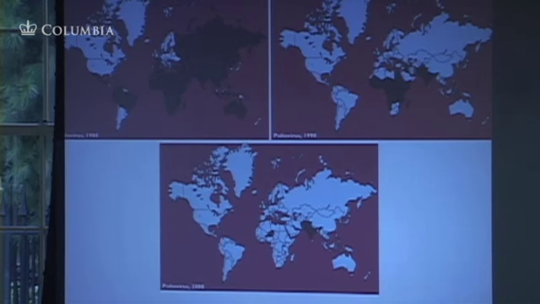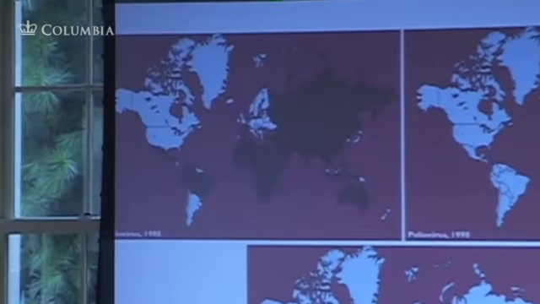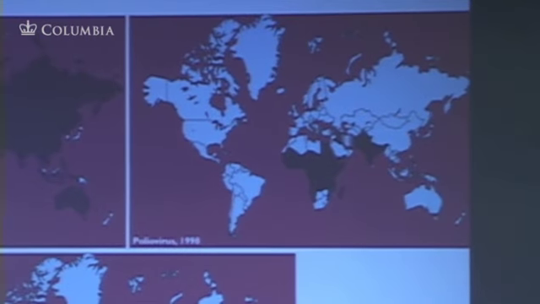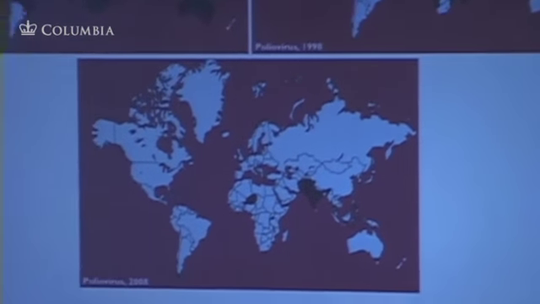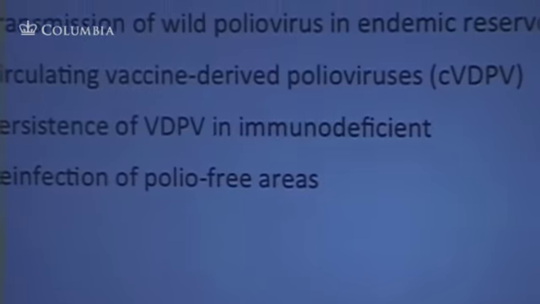So here's the incidence globally of polio. In 1988, 600,000 reported cases globally, probably vastly underreported, much lower in 1998, and in 2008. And I'll show you the statistics today, less than 1,000 cases per year.